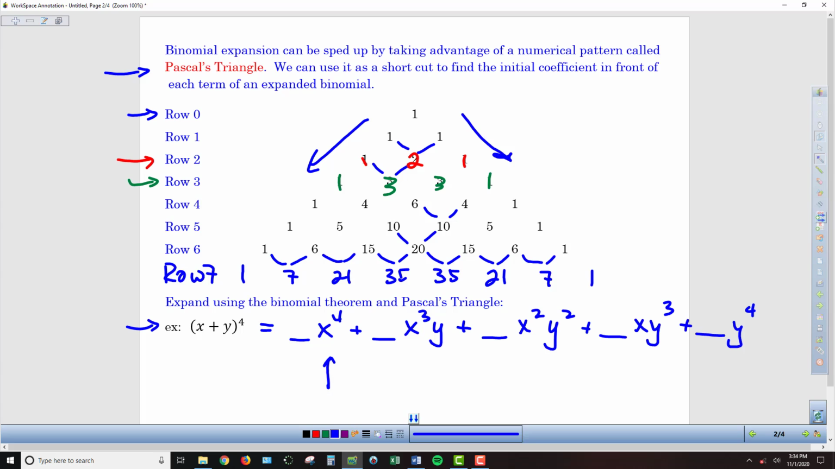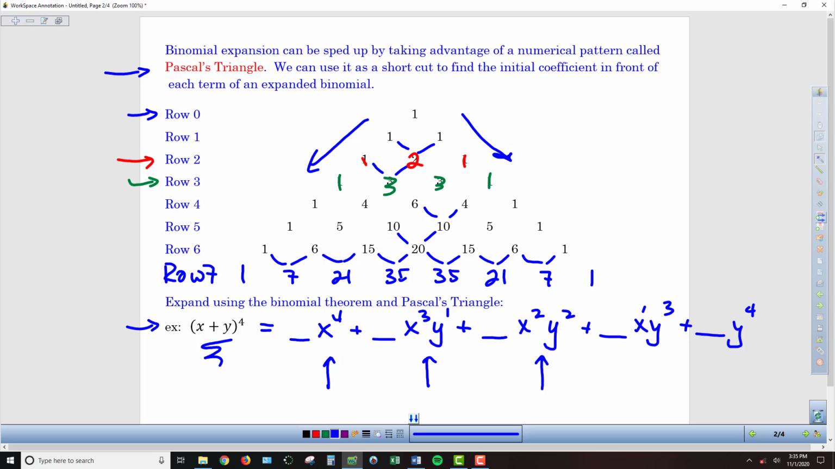So here we see x to the fourth, here we see x to the third and y to the first, so those add up to 4, 2 plus 2, 1 plus 3, and then finally the 4 in the back end. So for x plus y to the fourth, the combined exponent on each term is also going to be 4.